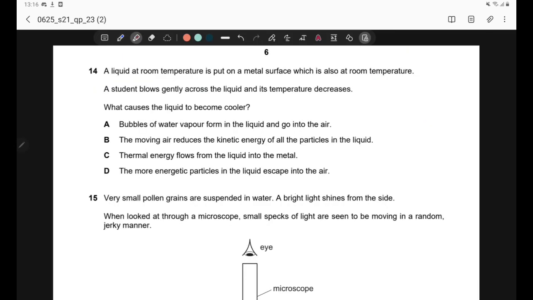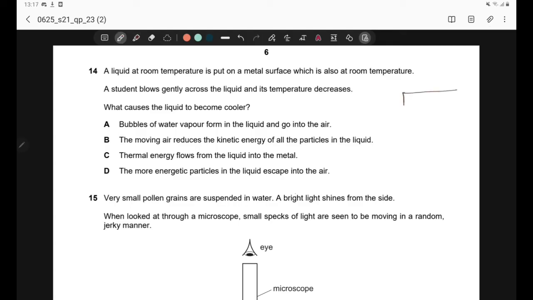Question 14. A liquid at room temperature is put on a metal surface which is also at room temperature. A student blows gently across the liquid and its temperature decreases. What causes the liquid to become cooler? This question is from the concept of evaporation.